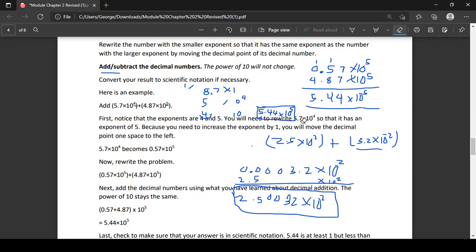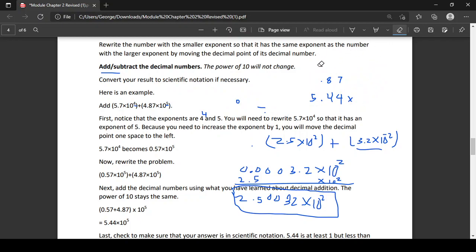So, kids, when subtracting, the same principle applies. The only difference is that where you added, you now subtract. Again, where you added, you now subtract. Clear? Yes, sir. Nothing more to it, kids.